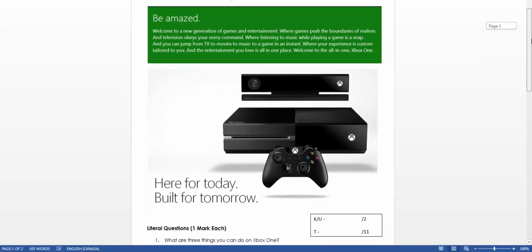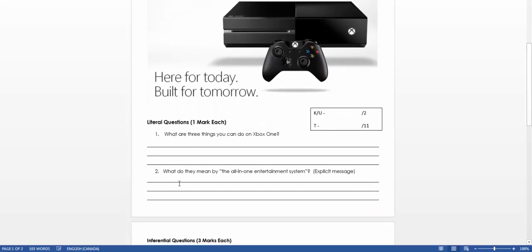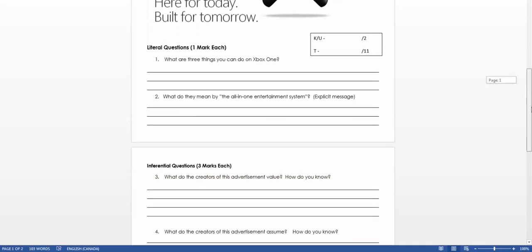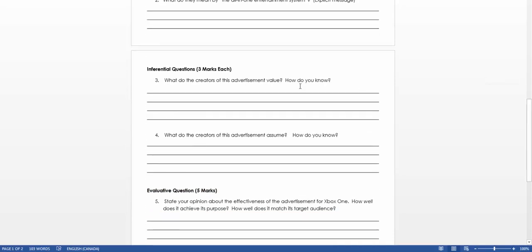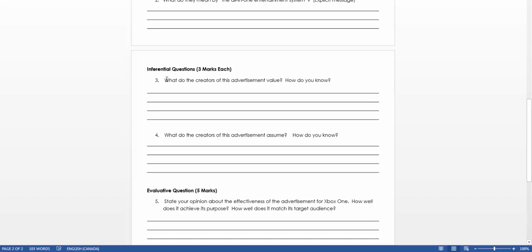Okay, you can see that there is an advertisement here and that you need to answer 2 literal questions. Okay, these are pretty straightforward. They come straight out of the text, and then you have to answer inferential questions. This is what this lesson is going to be about. How to answer questions like, what do the creators of this advertisement value, and how do you know? And this kind of question, what do the creators of this advertisement assume, and how do you know?